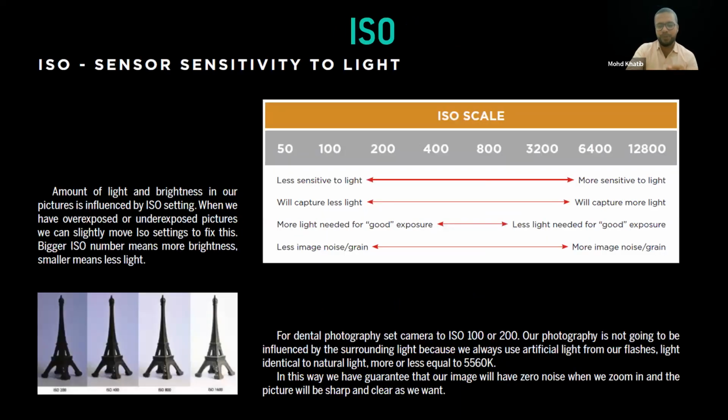Next is ISO. This option is there. ISO means sensitivity to light. If you have a good amount of light, the recommended ISO is 100. In dental photography, we are using good flashlights, so the ISO is 100, and there will be less noise.